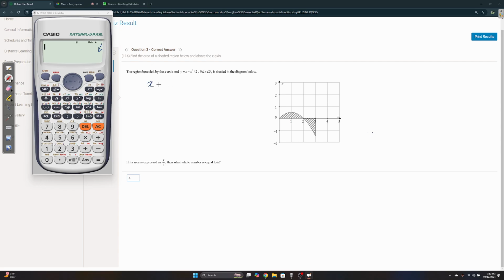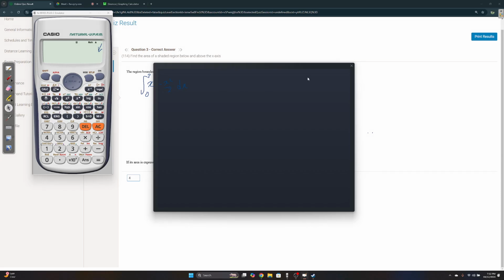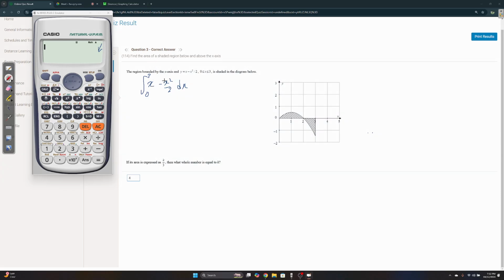Okay, so it's going to be x minus x squared over 2 as an integral. Okay, we're integrating with bounds 0 to 3 dx. Let's integrate from 0 to 3. But let's first find the integral and then we split up the bounds.